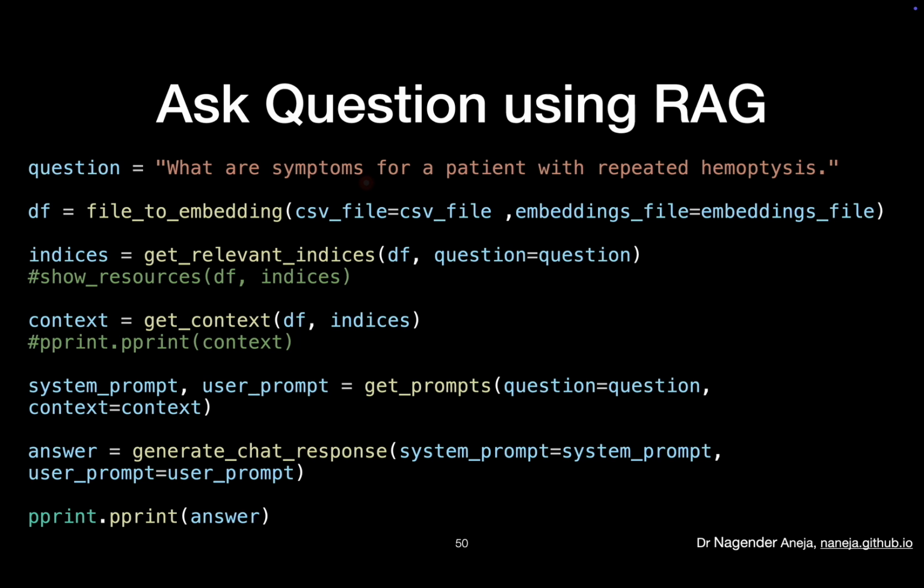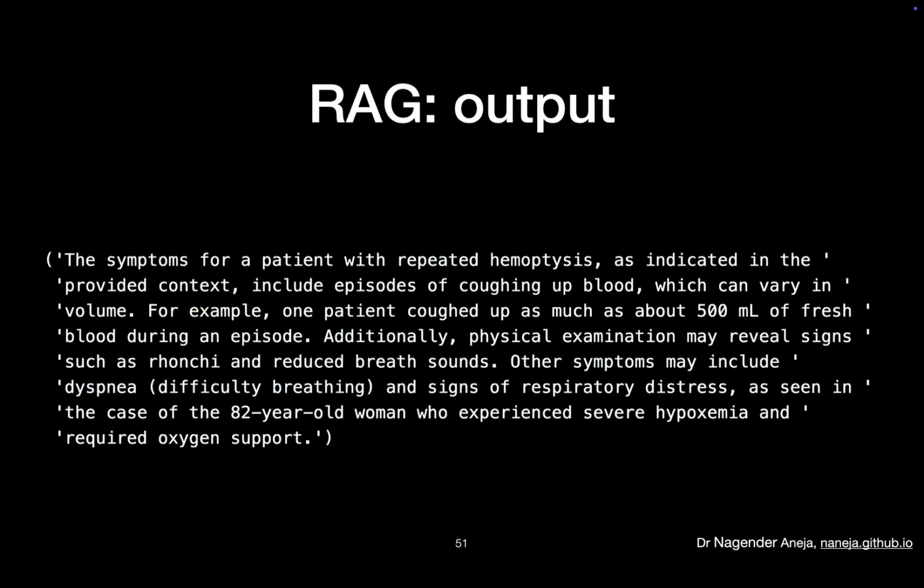So let's see, what's the answer for this one? It says the symptoms for a patient with repeated hemoptysis, as indicated in the context, include episodes of coughing up blood, which can vary in volume. So it looks like a very perfect answer. I don't know whether it's highly perfect or not, but as the question has been asked, it's a highly relevant answer. So that's the RAG output based on our question.